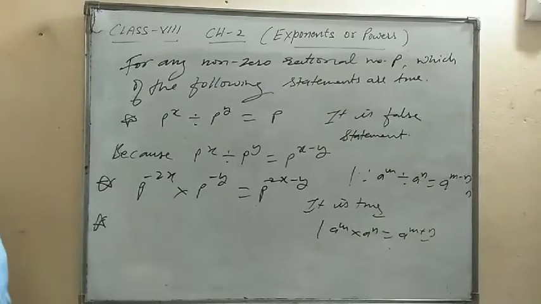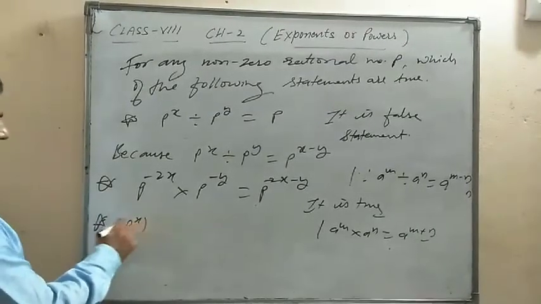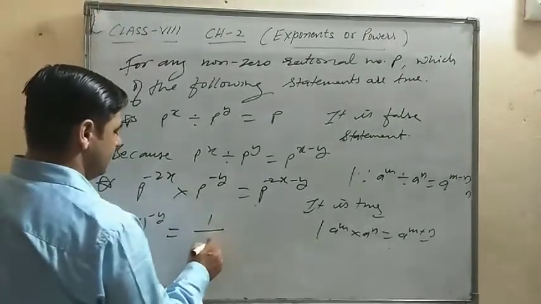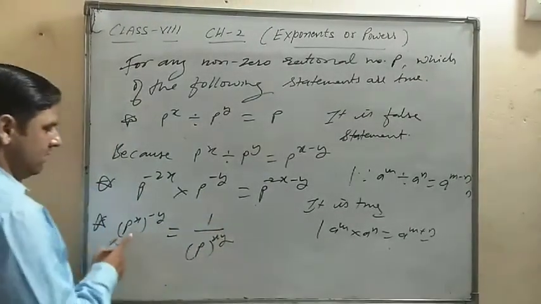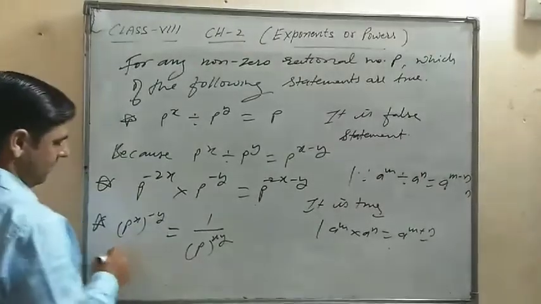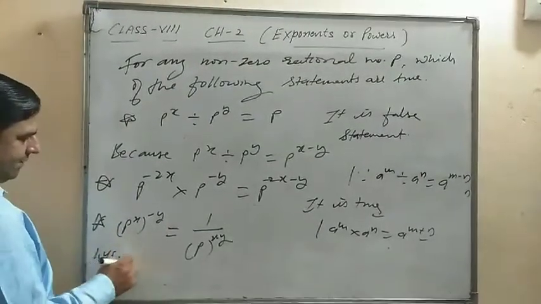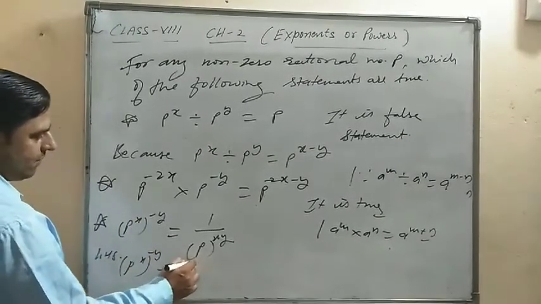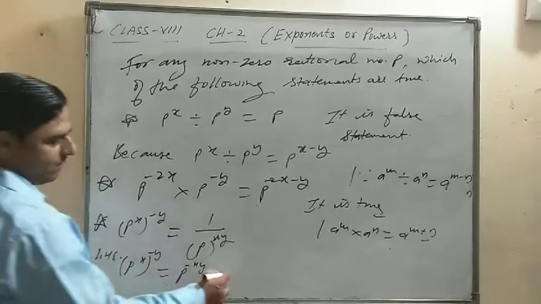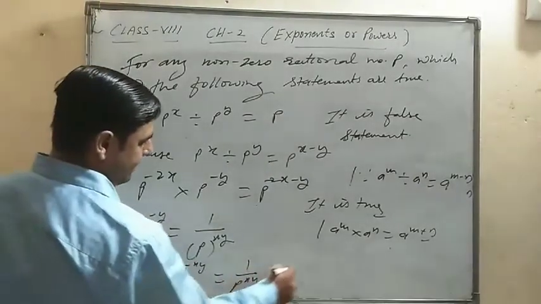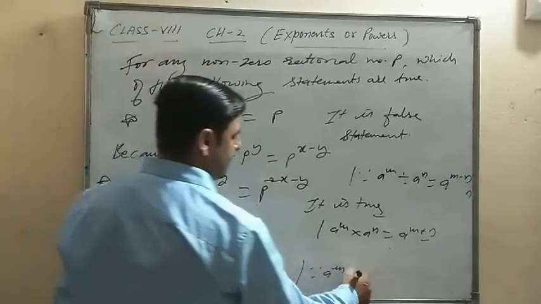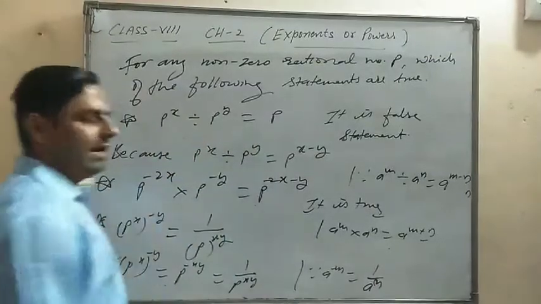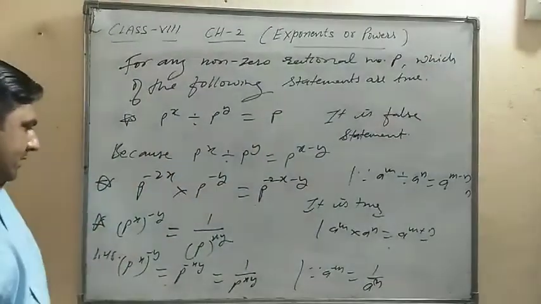The third one is p raised to power x whole power minus y is equal to 1 upon p raised to power xy. So it is true. How? If you take the left hand side, p raised to power x whole power minus y is equal to p raised to power minus xy. So its reciprocal is 1 upon p raised to power xy. So we use a raised to power minus m is equal to 1 by a raised to power m. So it is true.